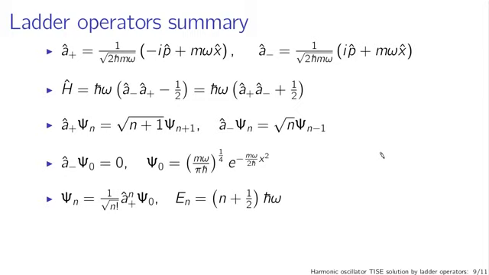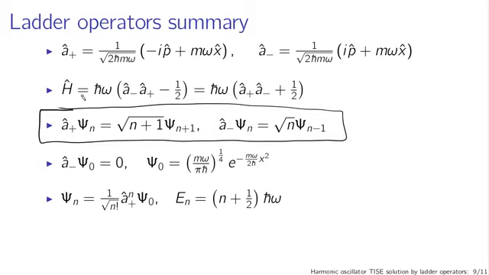To summarize, here's a slide with all of the definitions. The raising and lowering operators, the ladder operators, a plus and a minus, and the expressions that you get from simplifying the Hamiltonian in terms of the ladder operators. I want to highlight these two expressions because I have not completely derived them.